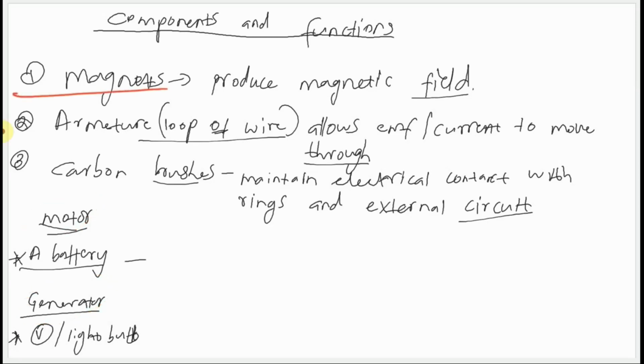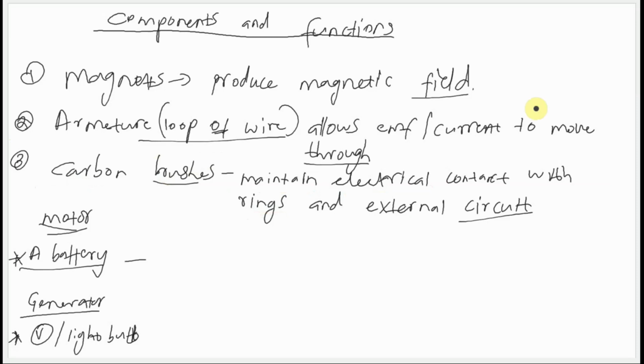So remember, magnets are the fundamental components to produce a magnetic field. We need a magnetic field in order for our system to work. And then an armature, which is a loop of wire. This is the name for this loop of wire. And we have carbon brushes. Sometimes they just say brushes, but they are basically carbon brushes. These are the ones which maintain the electrical contact with the rings and the external circuit.